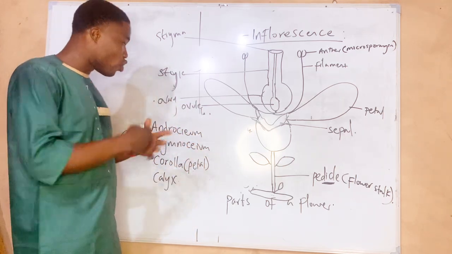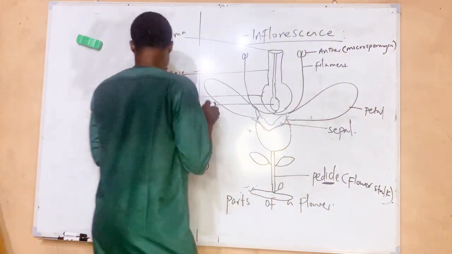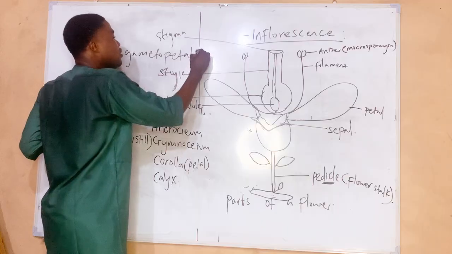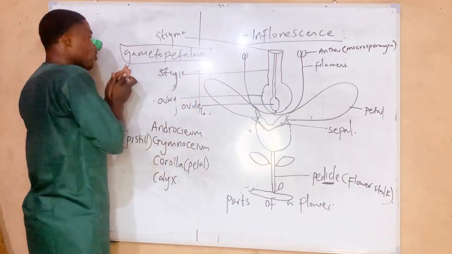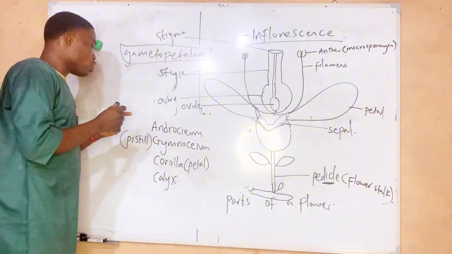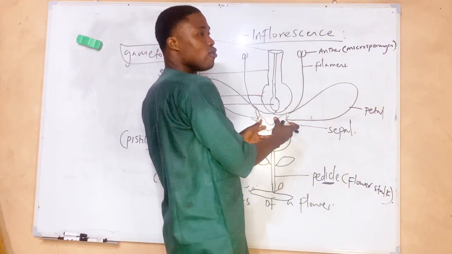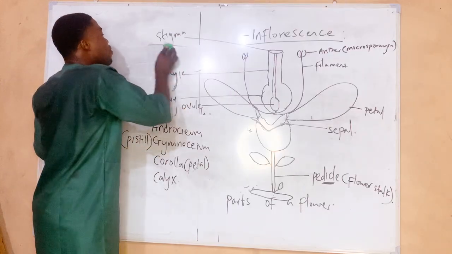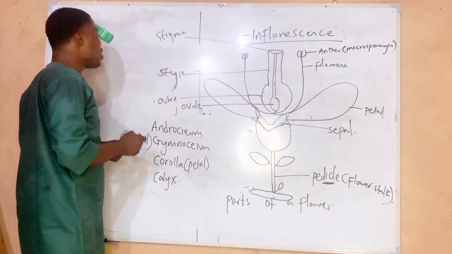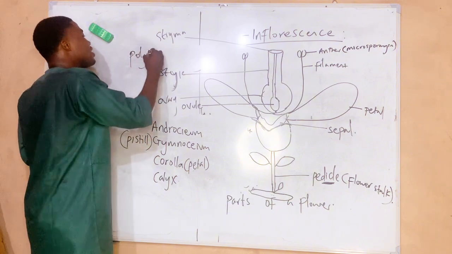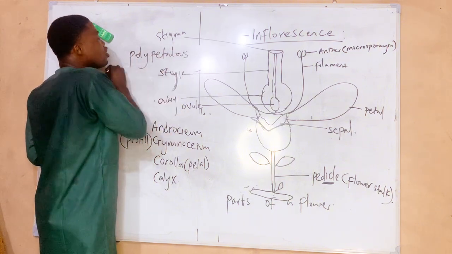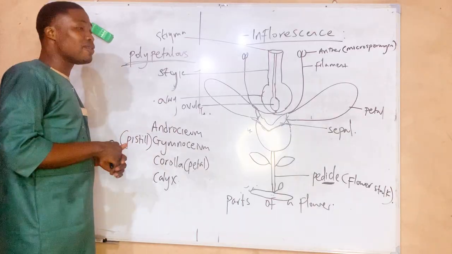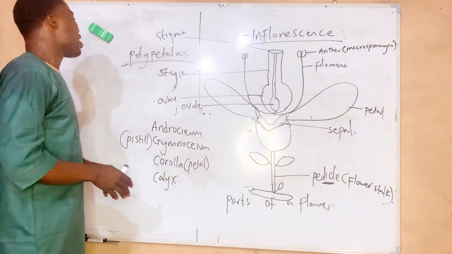The petals could be fused in the corolla. So when petals are fused in the corolla, such petals are said to be gamopetalous. They fuse to form a corolla tube. This can be seen in hibiscus. So petals can fuse and form a corolla tube. Such petals are said to be gamopetalous. Now when the petals are free in the corolla, such petals are said to be polypetalous. A polypetalous corolla can be seen in a sunflower.